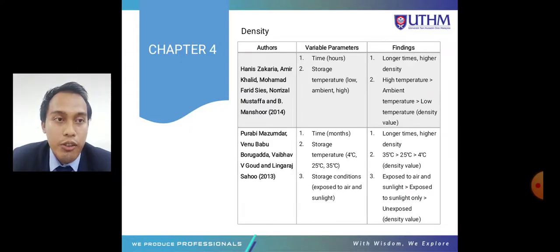Purabi also studied the effect of exposure to air and light on biodiesel that has been stored for a certain period of time. Samples that have been exposed to air and sunlight have a higher density value compared to samples that have been exposed to sunlight only and samples unexposed to sunlight and air.